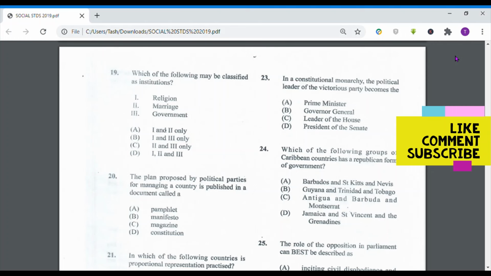Number 20. The plan proposed by political parties for managing a country is published in a document called a manifesto. So there's pamphlet, manifesto, magazine, and constitution. So that would have been a manifesto. That is letter B for number 20.